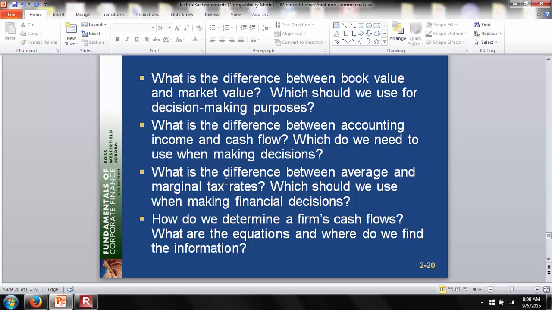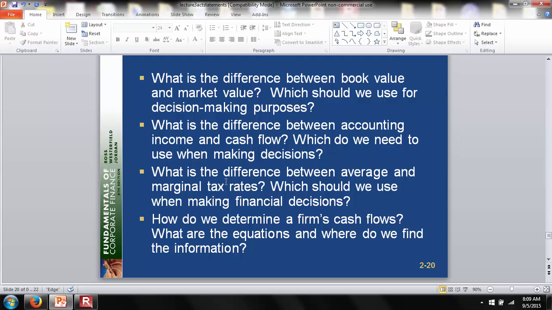What is the difference between accounting income and cash flow? Which do we need to use when making decisions? So accounting income, again, is mainly for tax purposes and accounting purposes, while cash flow is really telling you how much cash the firm is generating. So all said and done, at least in finance, we place more emphasis on the cash flows.